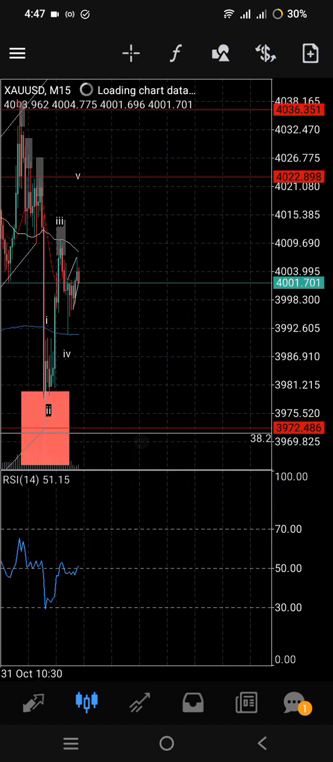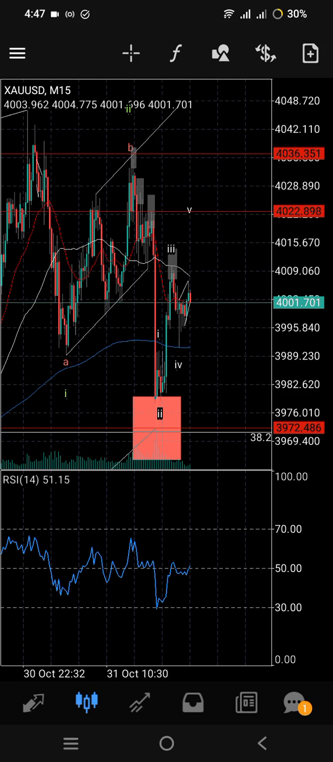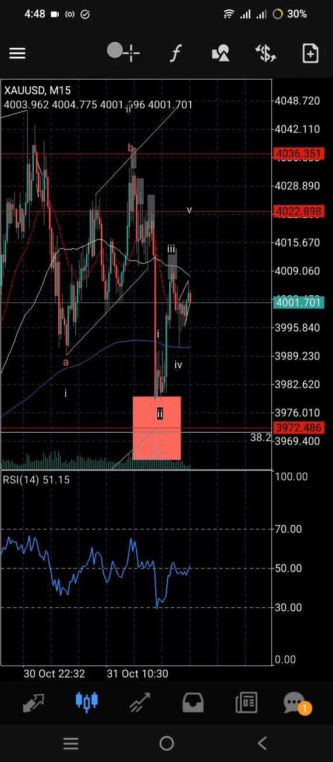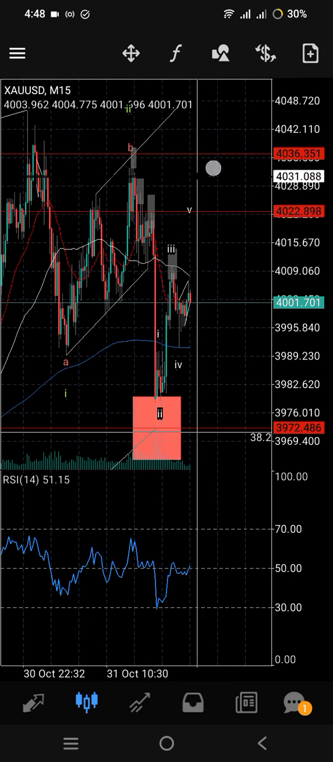So yeah, for the new week all we have to do is basically watch what happens around this level, everything within this shape that I just drew. I can't call it a circle, but everything within there. These are levels to watch out for.